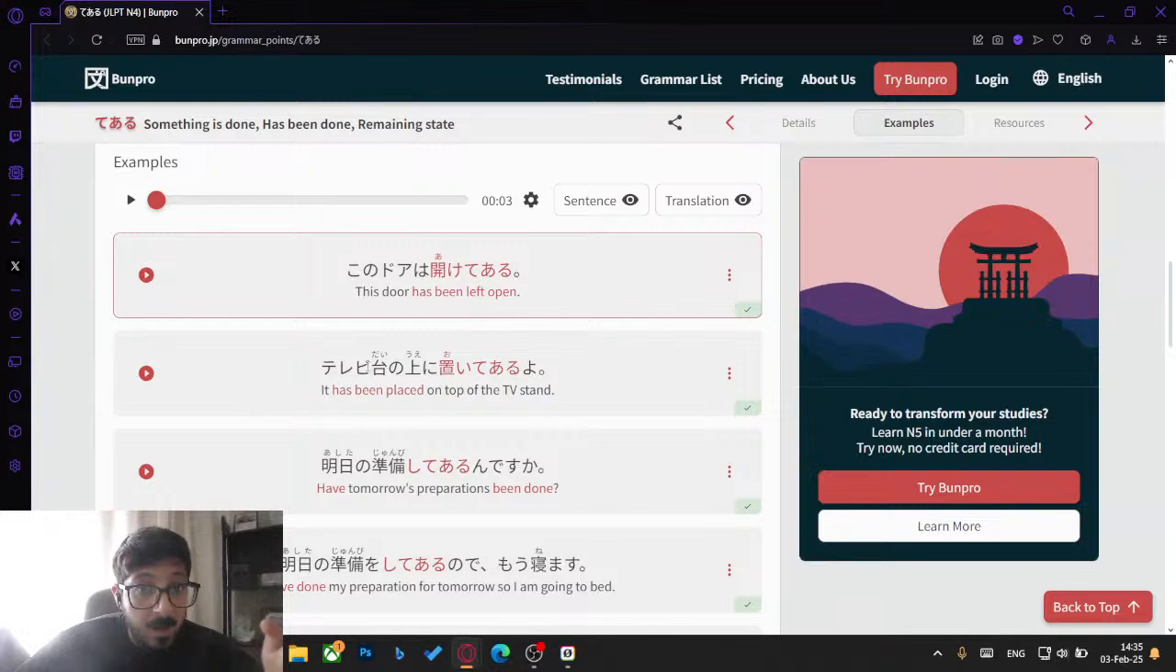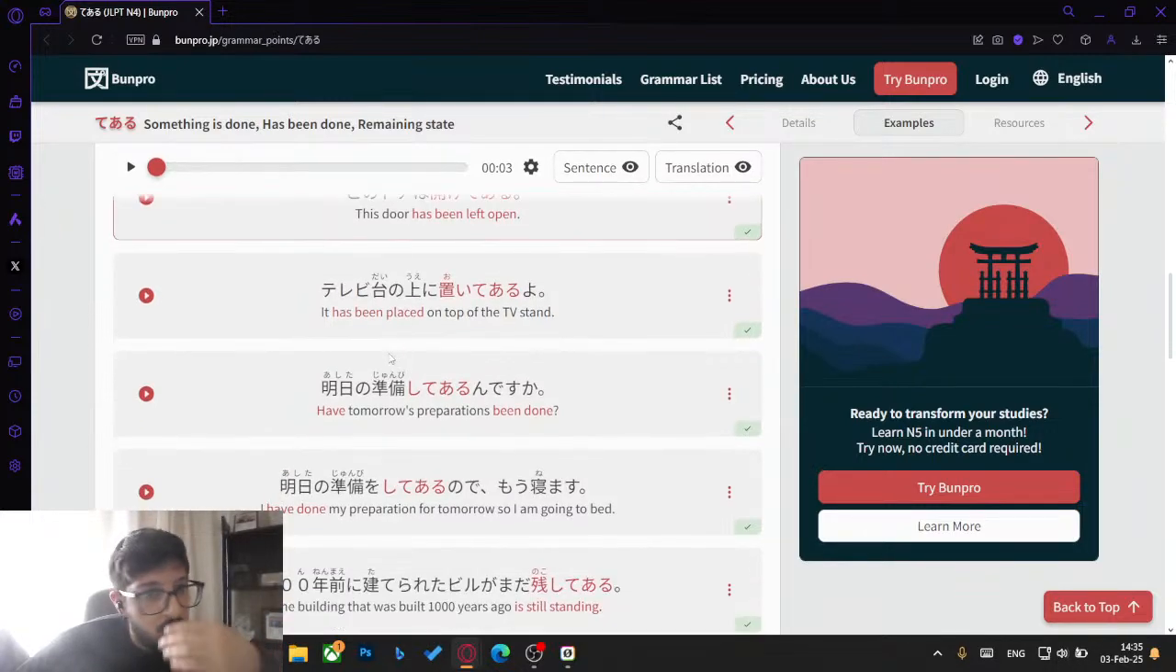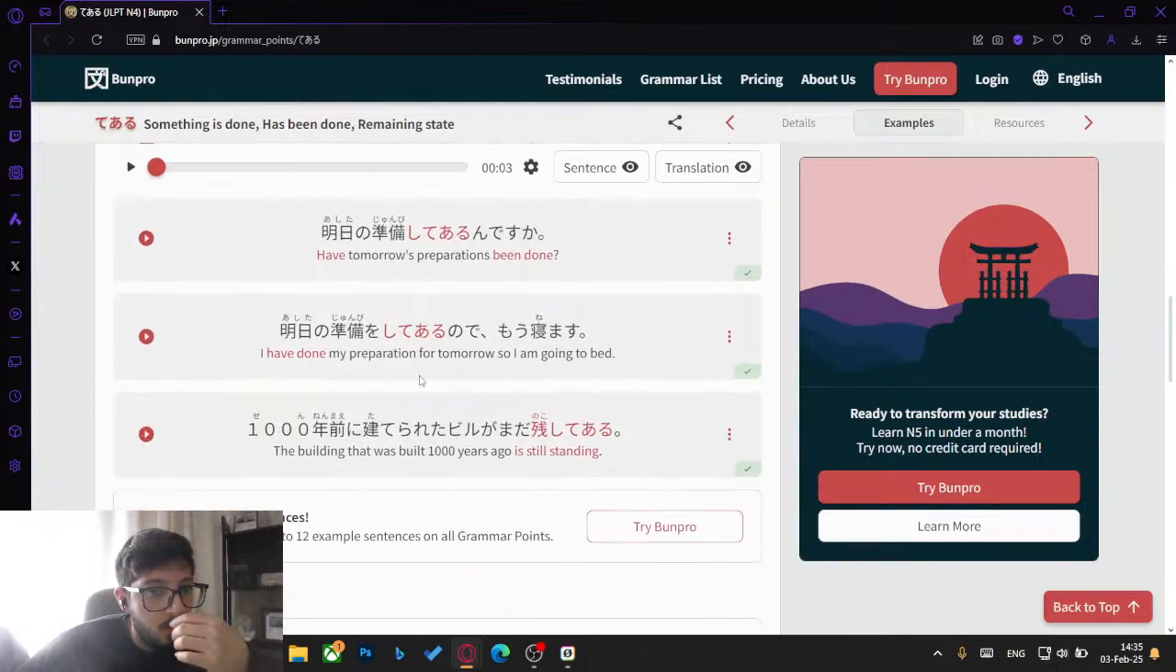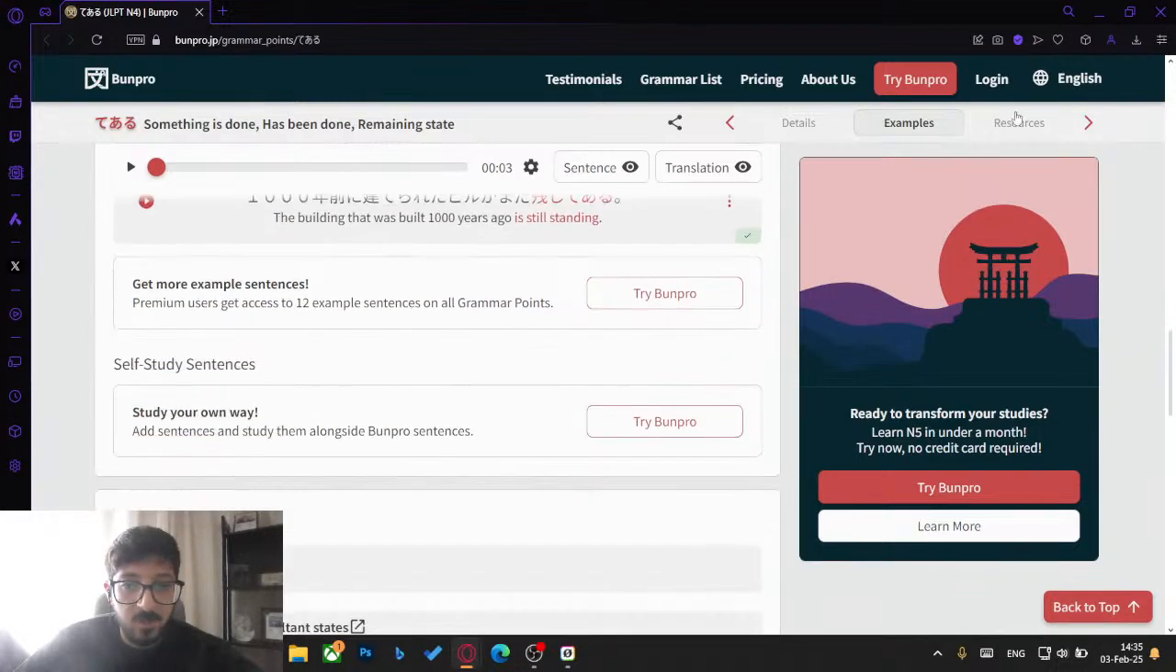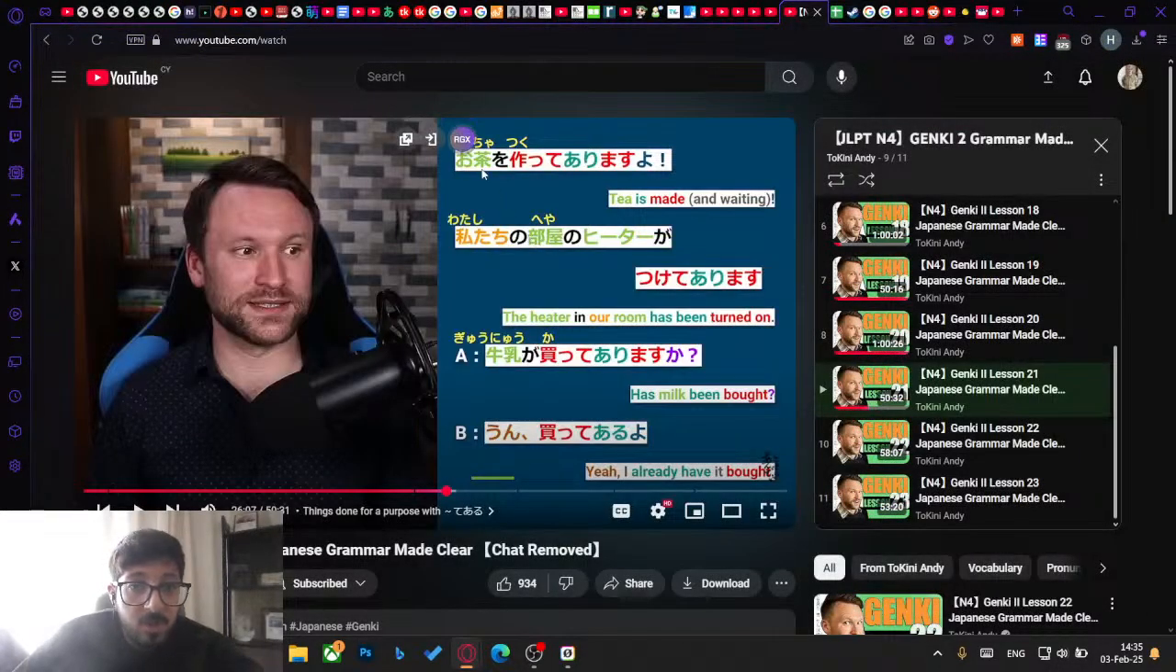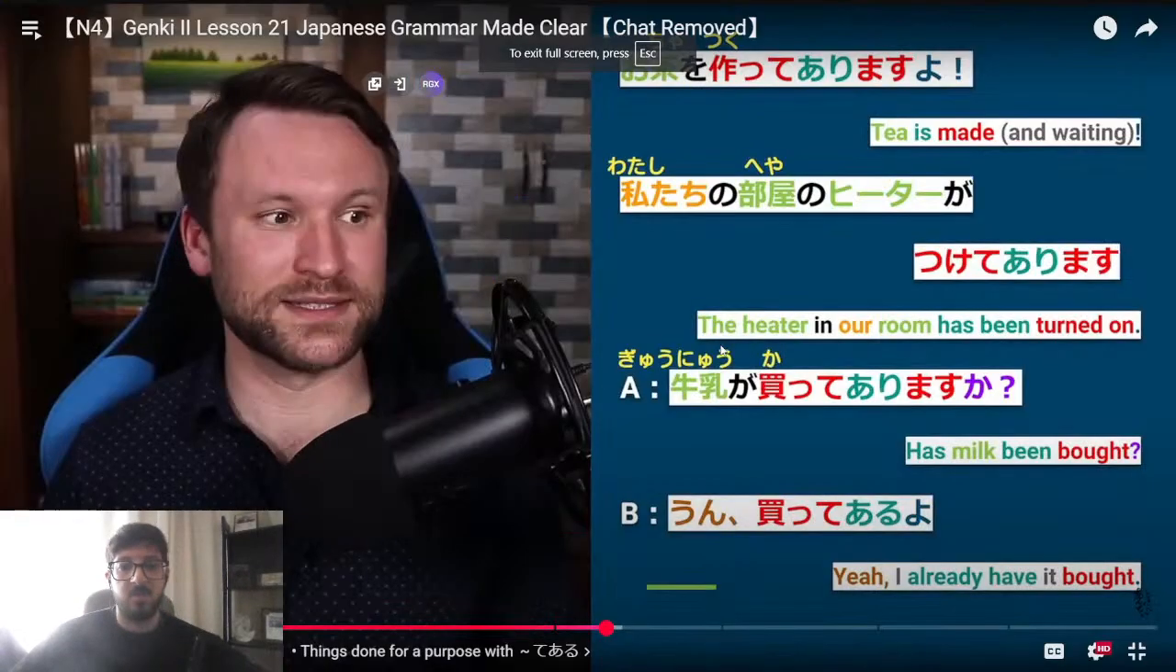このドアは開けてある。I think you probably can. I imagine it might be preferred. You can, yeah. So you can use it with tsukutte. Ocha ga tsukutte arimasu yo. So the tea is prepared for us to drink. If you want to say that we are waiting to drink, but I wouldn't claim to know. Maybe we can use it. But anyways, let's just see other examples.